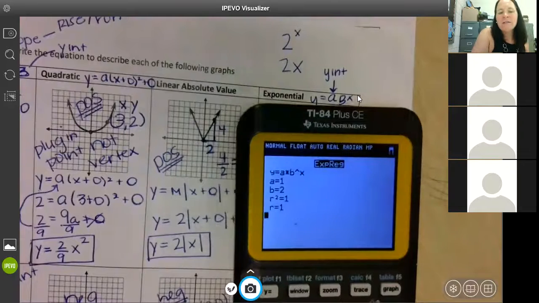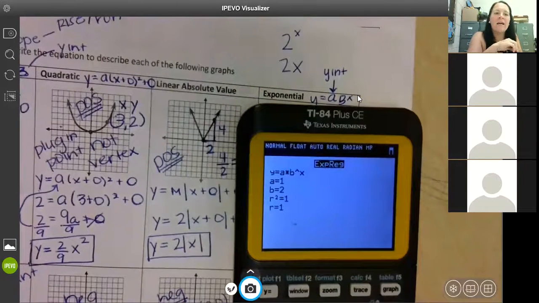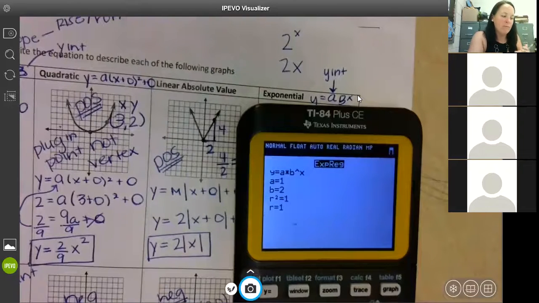You guys can do it this way. It's fine on your tests, on your quizzes. I don't mind you doing it this way. The only thing I need by hand is the graphs. So if I ask you to graph one, I need you to graph it by hand.